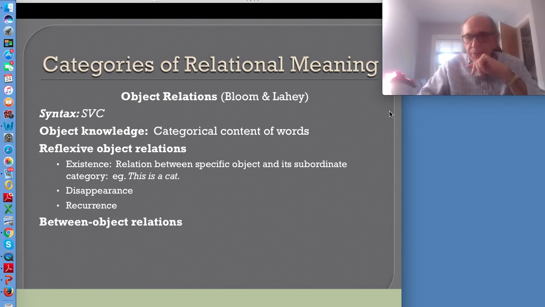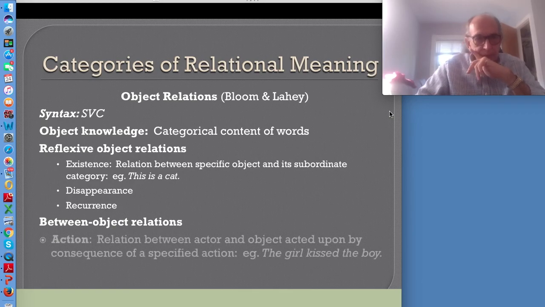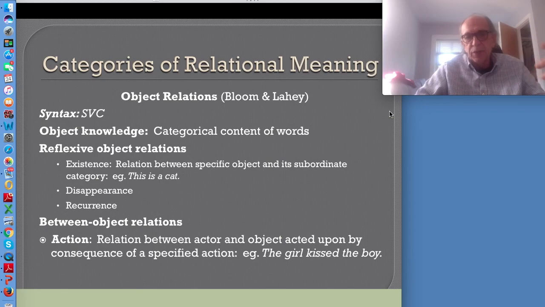Now, between object relations, there are a number of these content categories. One is action, the relationship between the actor and the object acted upon by consequence of a specified action. For example, the girl kissed the boy. Relationship between girl and boy by virtue of the action kissed.